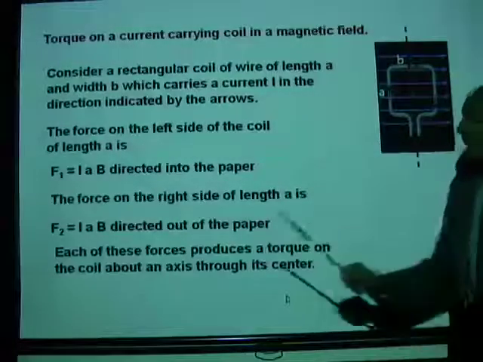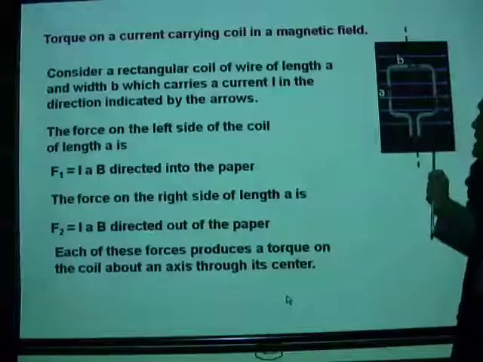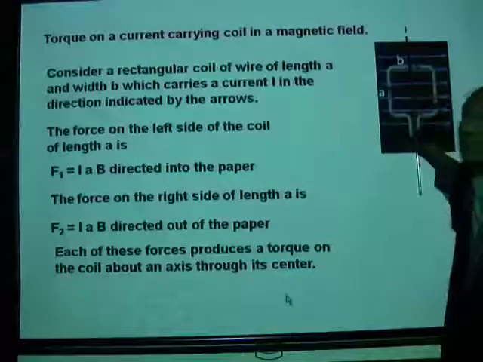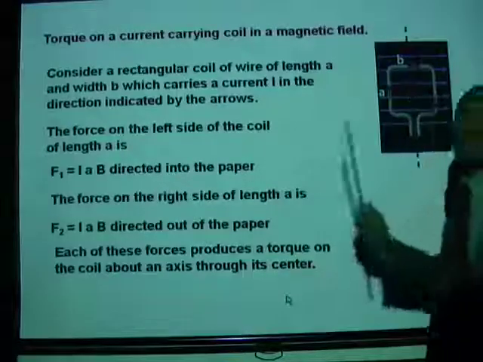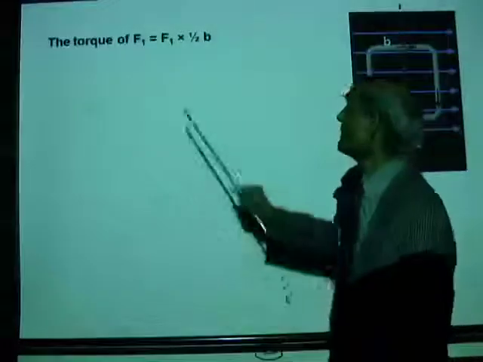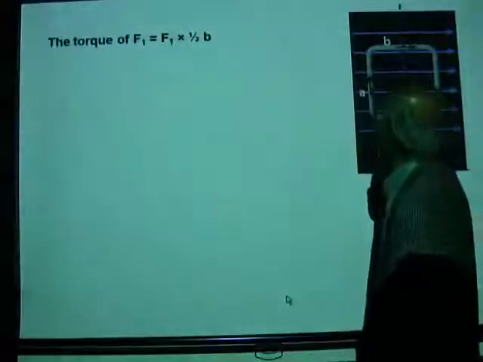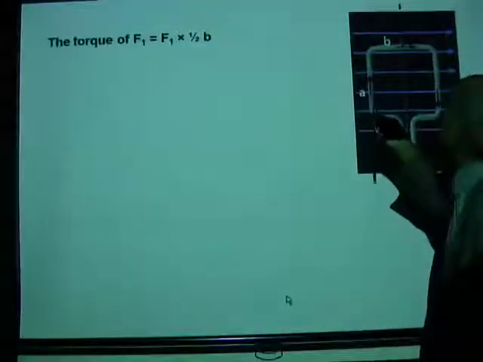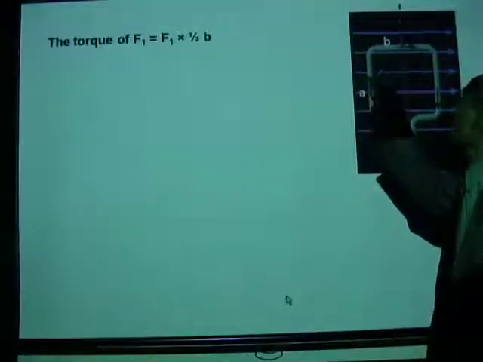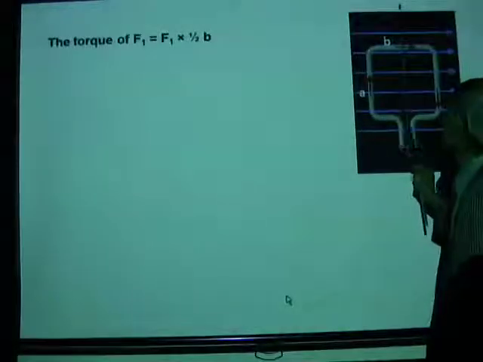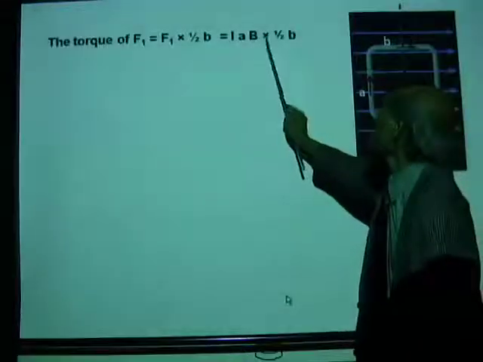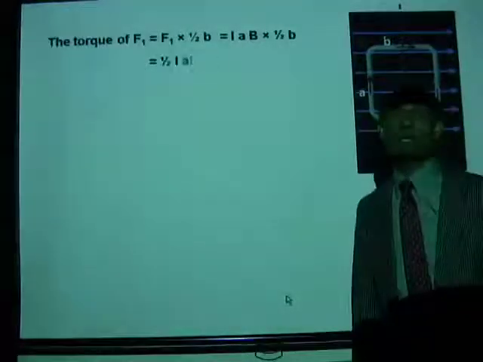Now, each of these forces produce a torque on the coil about an axis through its center. This is the axis of the coil, and as a result, the coil will rotate about that axis. The torque of F1 will be, remember, if the force here is directed into the board, the torque will be that force multiplied by this distance, which is half of B. So that will be IAB times 1/2 B.